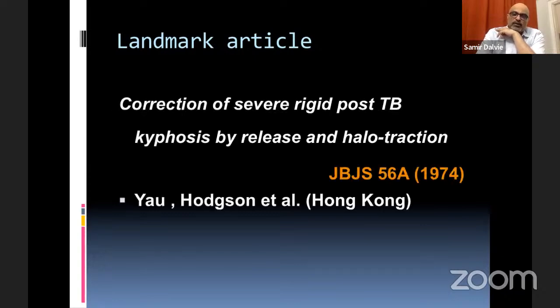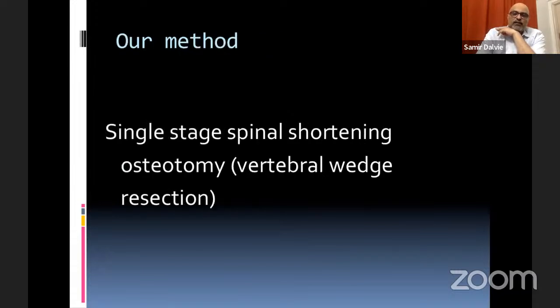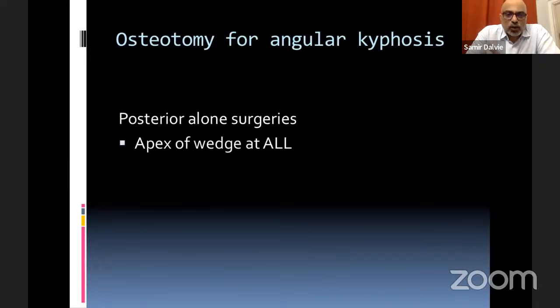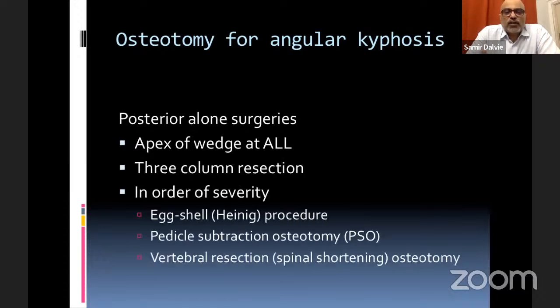In fact, when we started this work with Dr. Lahiri in the late 90s, the only paper was halo release and traction from Hong Kong. But what we started, and what is now done worldwide, is the single stage spinal shortening osteotomy, or a vertebral wedge resection. It's a posterior alone surgery. It is done only from the back, and we remove the apex of the wedge in a 3-column resection and correct it.